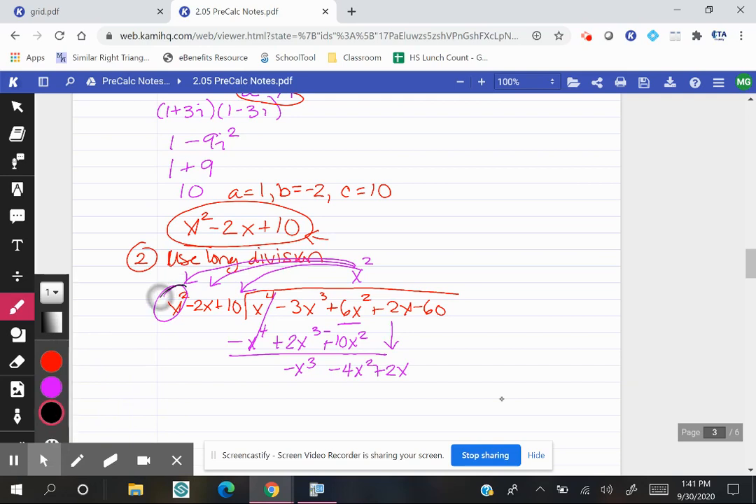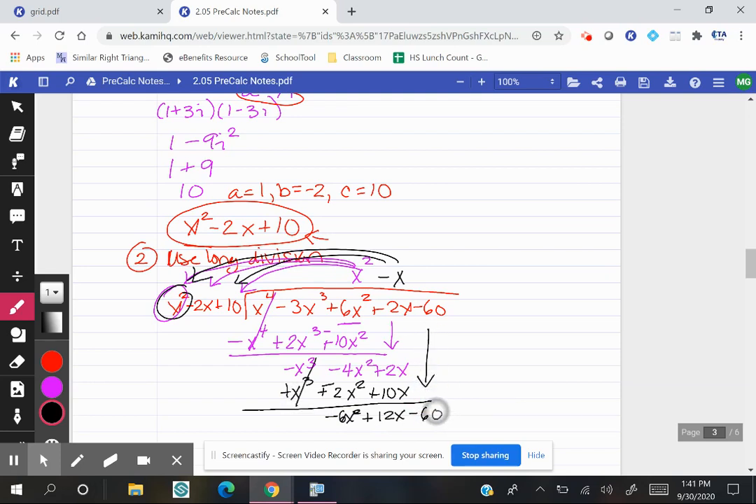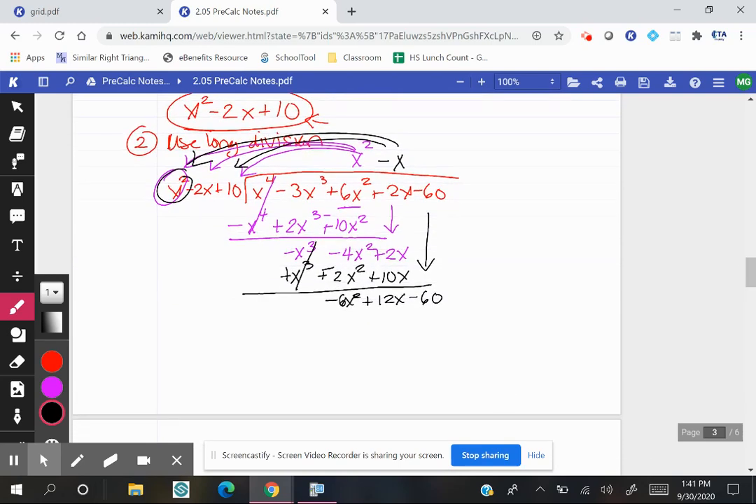Now I check over here again, x squared times what gives me negative x to the 3rd? Well, that's negative x. And then I distribute. So I get negative x to the 3rd plus 2x squared minus 10x. And then what do I need to do? That's right, we're going to change our signs. So we get 12x. We get negative 6x squared. These cancel out. And we bring down our last term of negative 60.